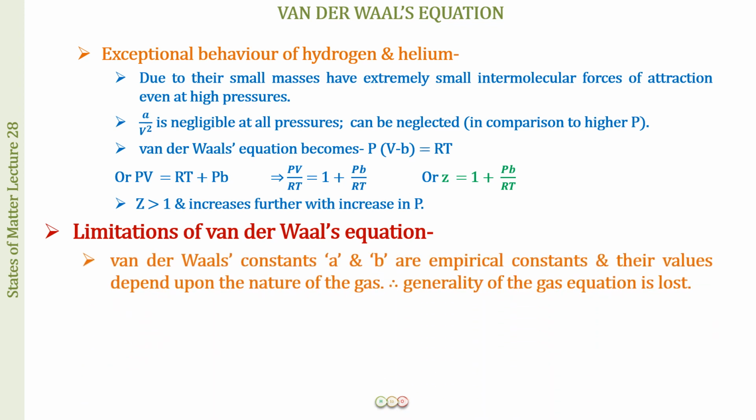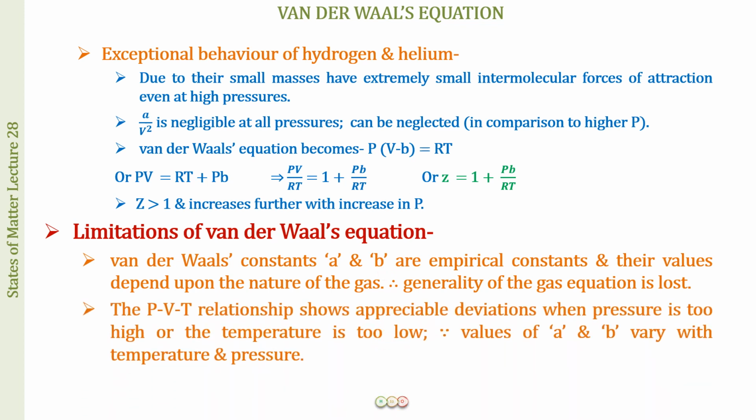So the first limitation is that the van der Waals constants a and b are empirical constants. Their value is going to depend upon the nature of the gas. So with each different gas, the value of a and b is going to be different. Therefore, the generality of the gas equation has been lost. We cannot apply the same equation to every gas, because for every gas, the value of a and b is going to be different.